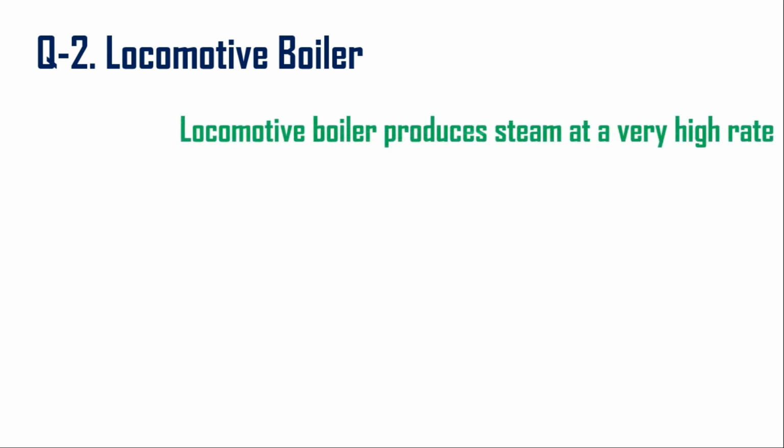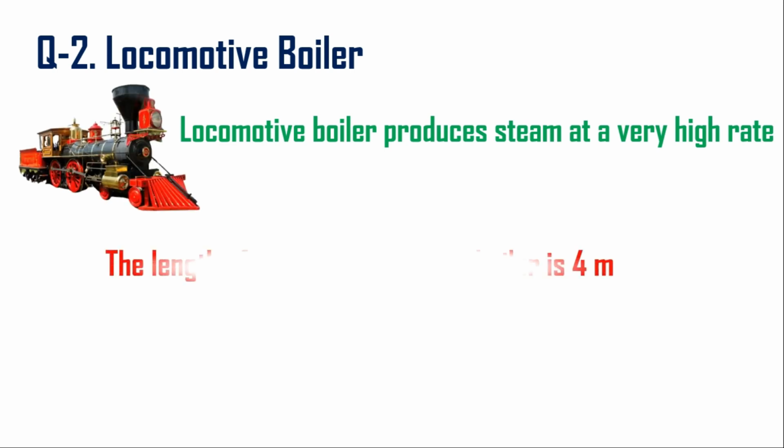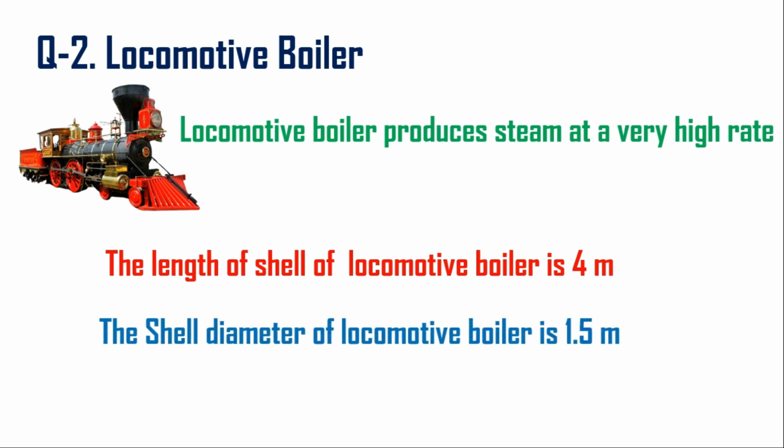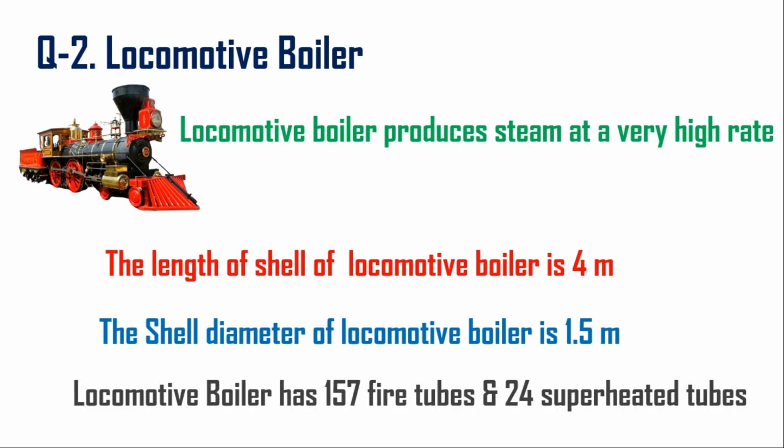Question number 2. The locomotive boiler produces steam at a very high rate, and the length of the shell of the locomotive boiler is 4 meters and the diameter of the shell is 1.5 meters. The locomotive boiler has 157 fire tubes and 24 superheated tubes.